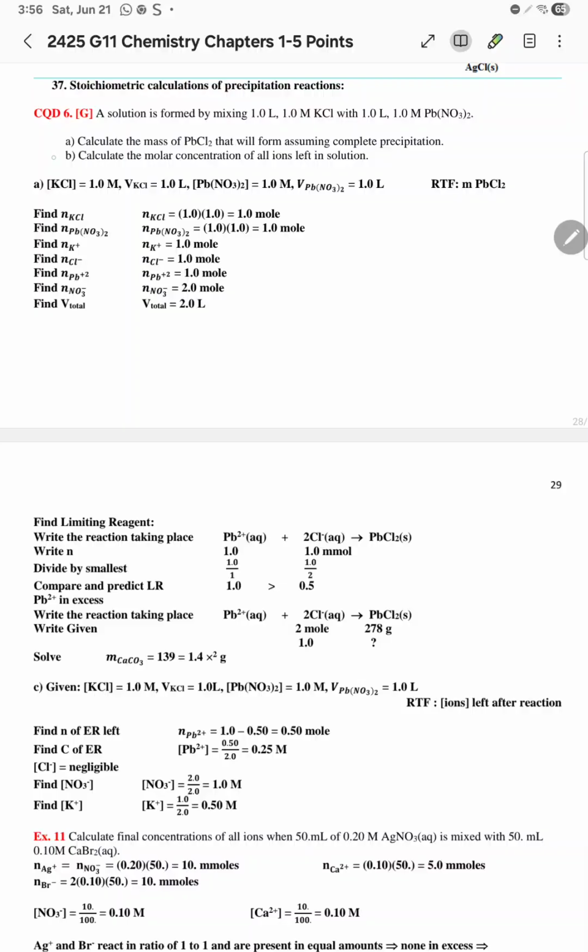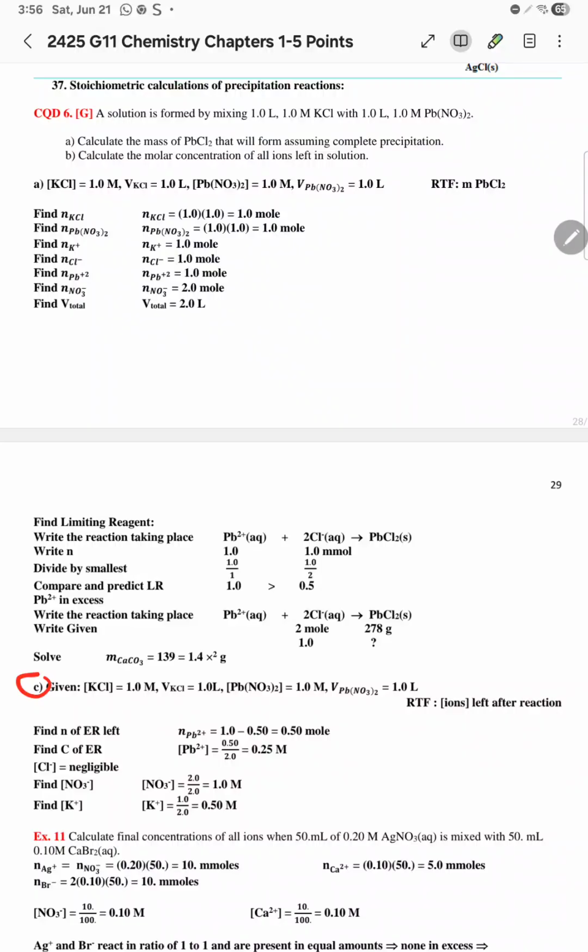Now part B, calculate the molar concentration of all ions left in the solution. Here they named it part C. Yeah, the person who made this document was on something when they did, because I don't get it. Anyways, KCl, we know it has 1 mole and the volume is 1 liter. And PbNO3, we also know it has 1 mole and the volume is 1 liter.